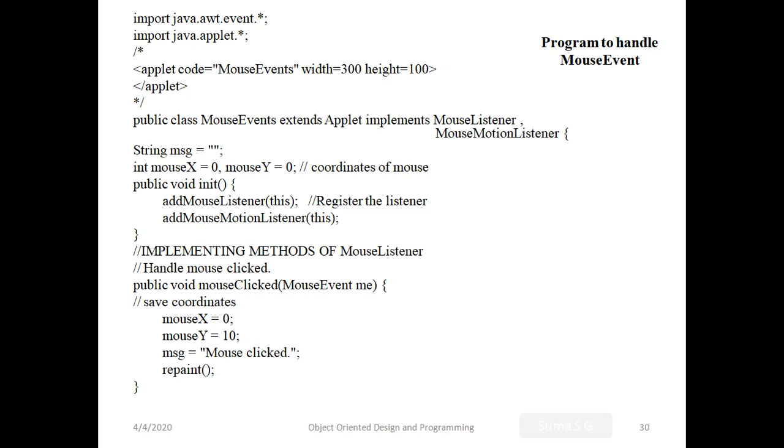Now, since we are implementing 2 listeners, we have to register 2 listeners. In public void init, you add the 2 listeners: addMouseListener and addMouseMotionListener, this. That means to the current object, you're adding the listener. You're registering the listener to the source.